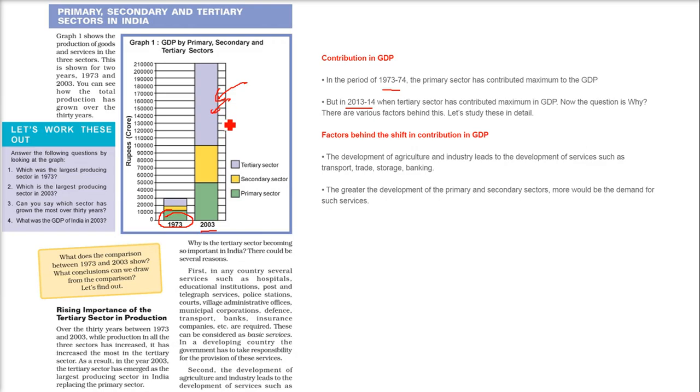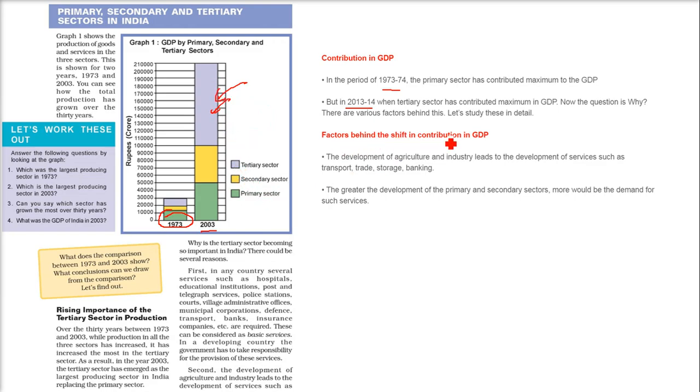All these sectors need some support. Every country, whether developing or developed, needs to have hospitals, educational institutions, post, telegraph, police stations, courts, village administrative offices, the municipal corporation, defense, transport, banks, insurance companies. They are all required, and these are the basic services. So in a developing country, the government has to take responsibility for the provision of these services, and these are called services.